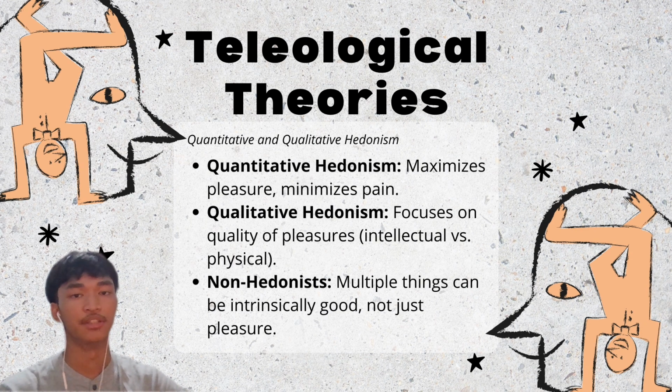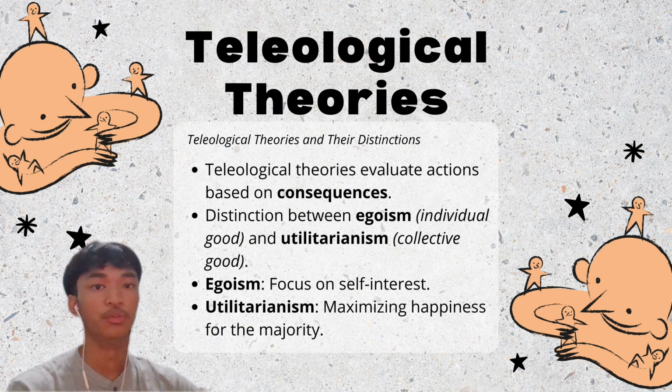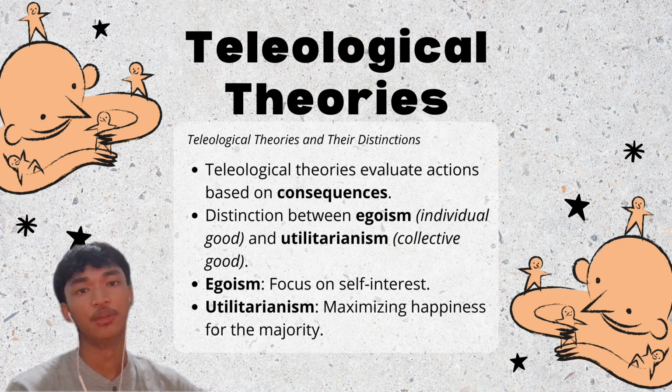This broader view is often associated with a type of teleology called utilitarianism, which emphasizes the greater good for the greater number, regardless of the type of good being promoted. The key distinction among these theories revolves around who benefits from the good. Egoism is the theory that seeks action that maximizes one's own pleasure. The core question here is, what will enhance my self-interest? This self-centered approach emphasizes individual gain.